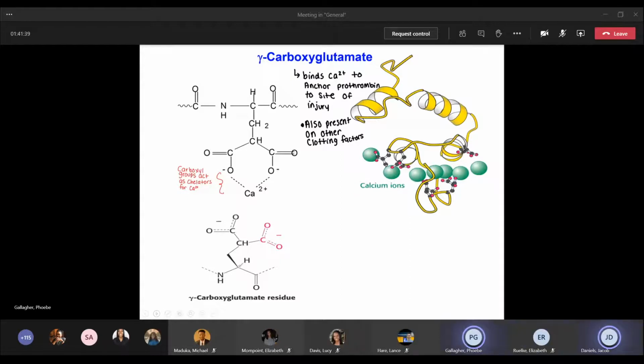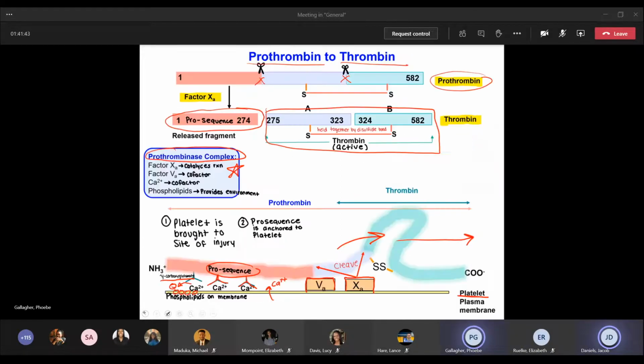Hey, Phoebe? Yeah. So if you could go back to the last slide. Yeah. So just to kind of walk back through that again. So the prothrombin will attach to the membrane first before any cleaving happens. Correct. Then it attaches with these calcium molecules to the membrane. And then the cofactors are on the membrane already? Is that how it is?